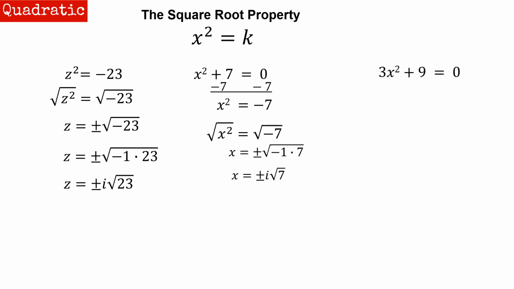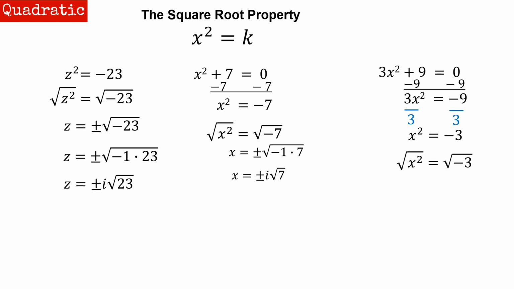This one actually has a couple problems in it. First of all, 3x squared is not by itself, so we're going to make it by subtracting 9. But we still have a problem because we don't want the 3 times x squared. It doesn't look like our property. All we have to do is divide by 3 on both sides. So now we have x squared equals negative 3. And it looks just like we want for our property. We take the square root of both sides. The square root of negative 3 is the same thing as the square root of negative 1 times 3. The square root of negative 1 is i, so we end up with x equals plus or minus i, the square root of 3. Let's look at a couple more.